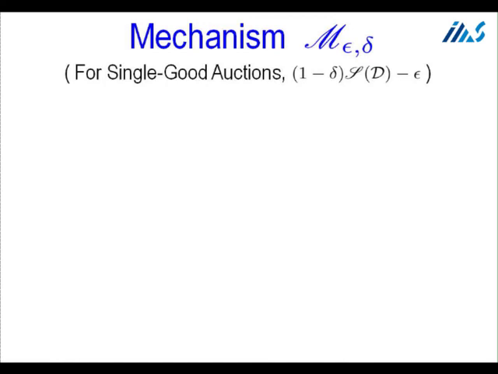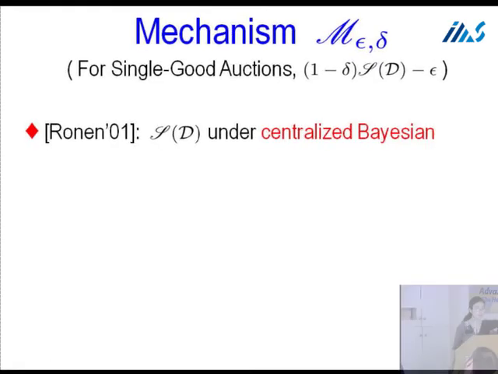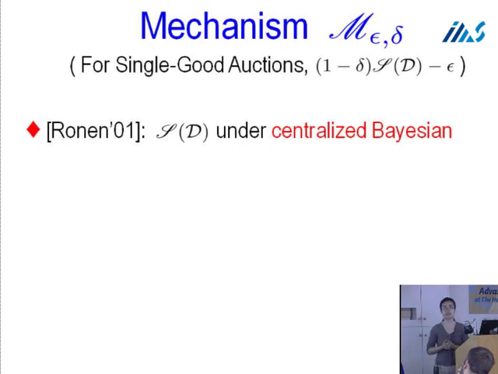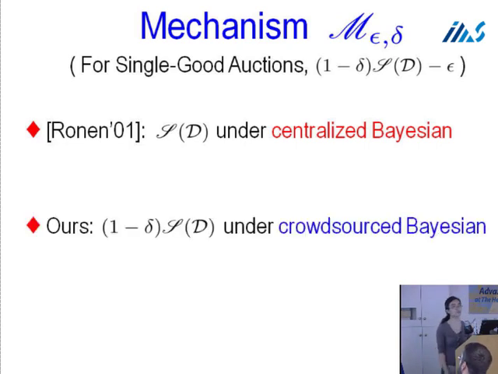Another thing we can say is about the second mechanism for single good auctions. Remember there we achieve 1 minus delta fraction of the star benchmark. As I said before, Ronen had studied the same benchmark, and he achieved this benchmark exactly under the centralized Bayesian assumption. Here, what we do is remove the assumption about the designer, and we achieve 1 minus delta fraction in the crowdsourced Bayesian setting. So these are 2 different models.